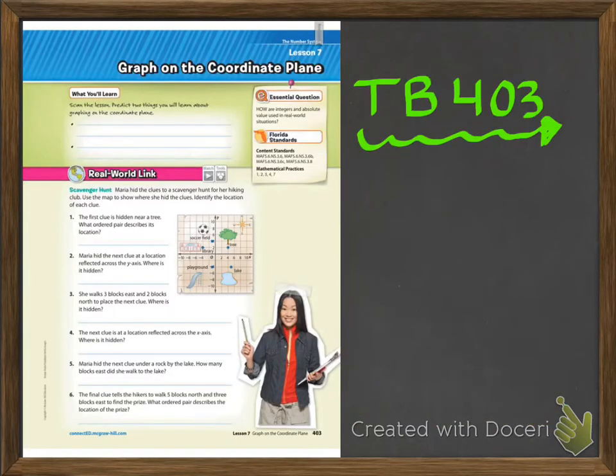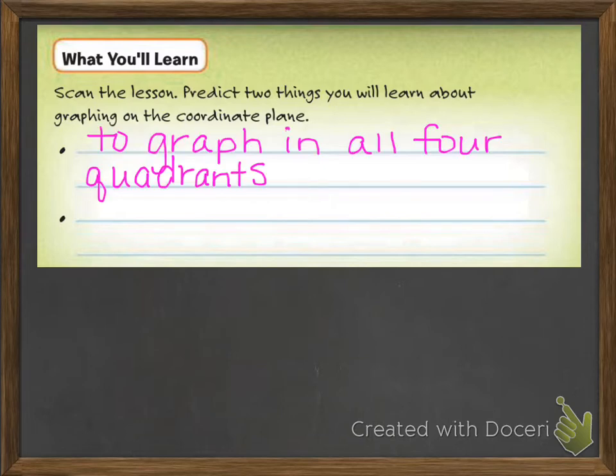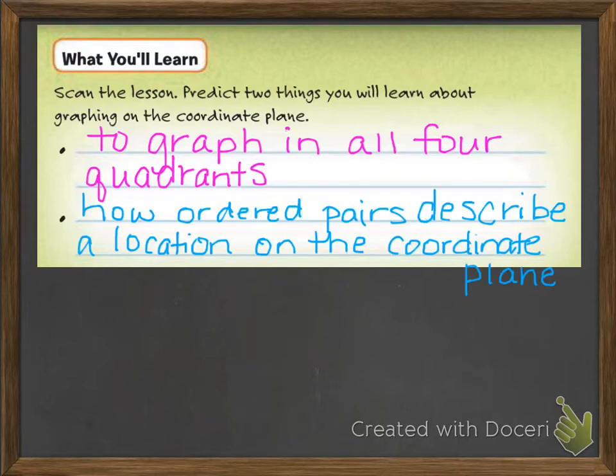You should be looking here on textbook page 403. This is a girl with a conducting stick and what looks to be a clipboard. So let's see what this is all about. It says to scan the lesson, predict two things you will learn about graphing on the coordinate plane. So one of the things that you're going to learn about is how to graph in all four quadrants, which you sort of already learned how to do in the last one. And the other thing is how ordered pairs describe a location on the coordinate plane. So you want to make sure that you get both of those there.